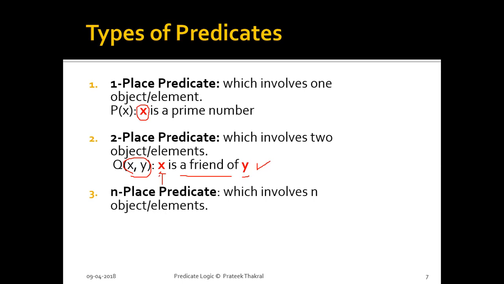And if we talk about the generalized form, an n place predicate is a predicate that involves n objects or n elements. Suppose capital R is another predicate which involves four different objects and it returns the summation u plus v equals w plus x. So here n equals 4, so this particular predicate will become a four place predicate, and so on. We can generalize it up to any number of terms.